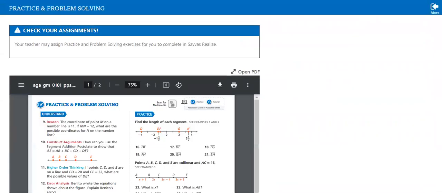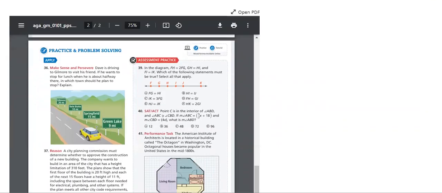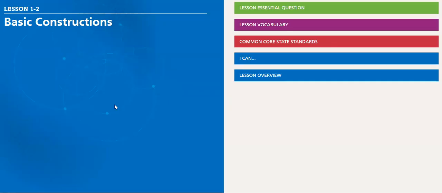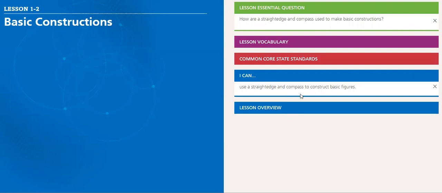At the end of the lesson, we have practice and problem solving, many, many questions with different levels and different approaches. Some are direct, some are word problems. We will solve many of them. Okay? Let's go to lesson 1-2, which is about basic constructions. Again, the essential question: how to use geometry tools to make basic constructions. What you can do here is use a straightedge and compass to construct basic figures. This is in lesson 1-2.